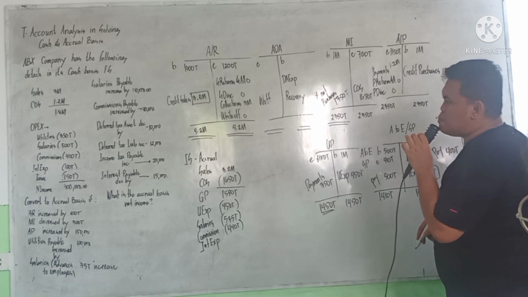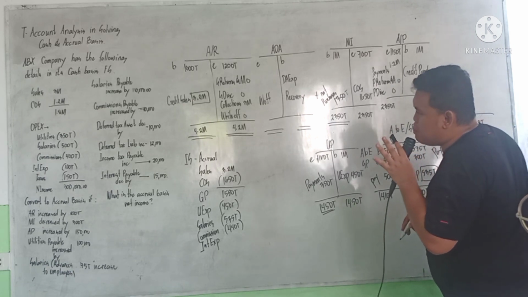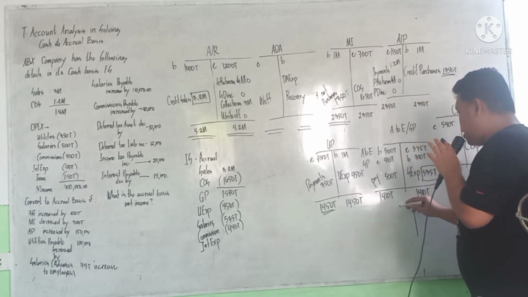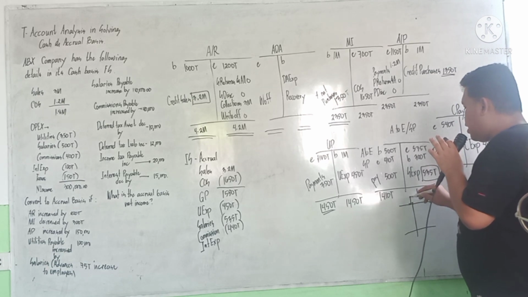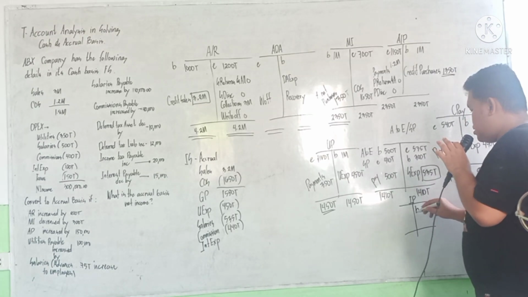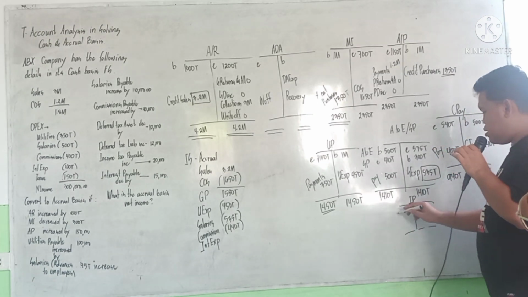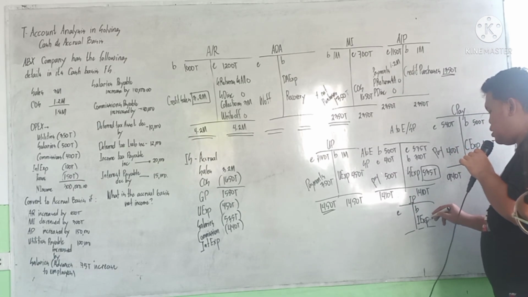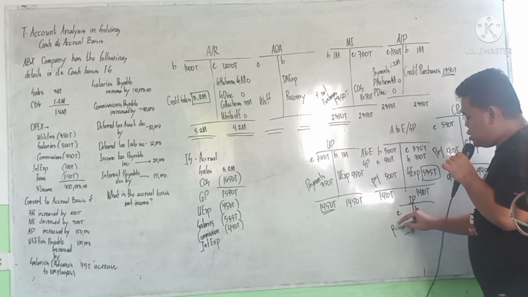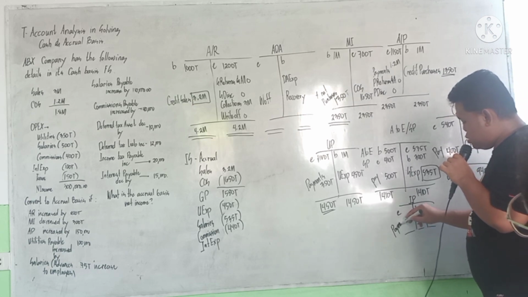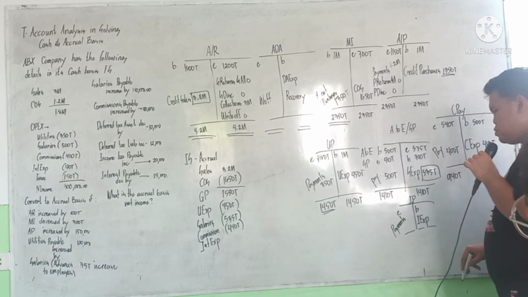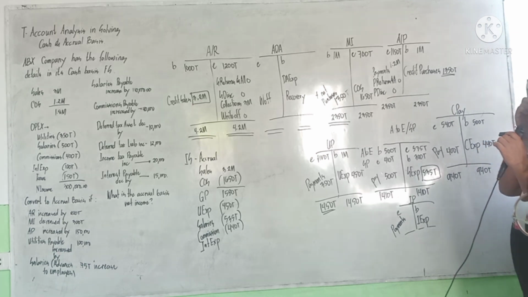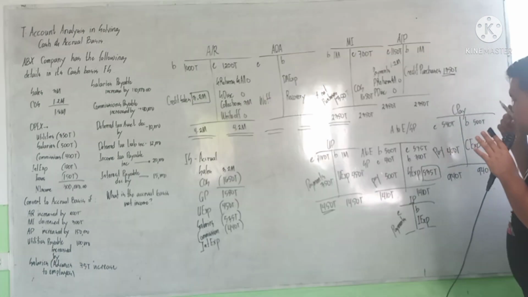So, the interest expense, we should not forget in the problem, there is an interest payable account. The interest payable account, since it is a liability, the beginning is right here and the ending is right here. And it will increase if ever you incurred some interest expenses, and it will decrease if you pay. Now, according to the problem, the interest payable decreased by 15,000.